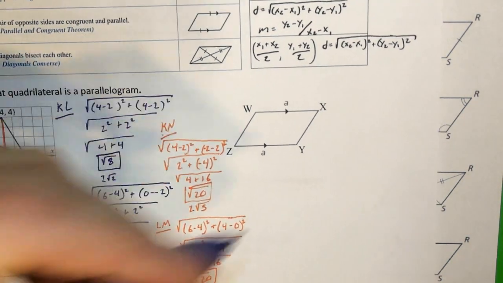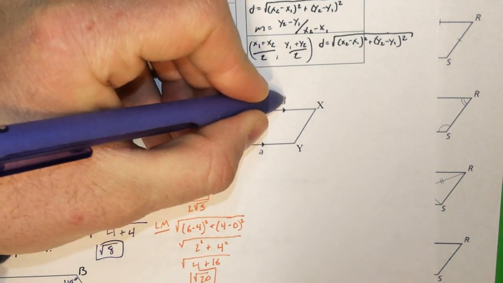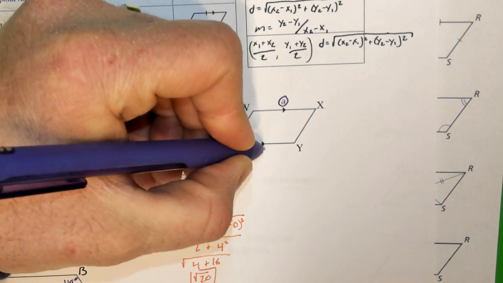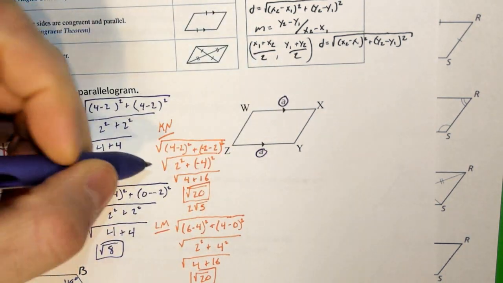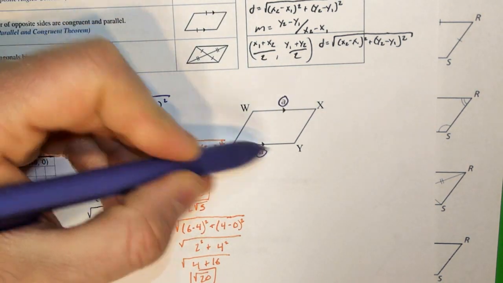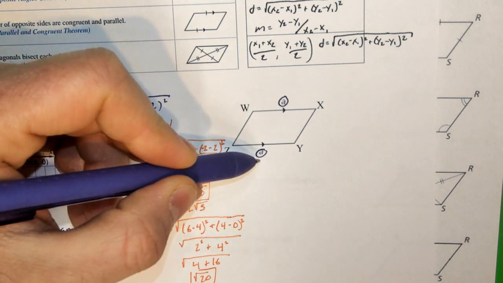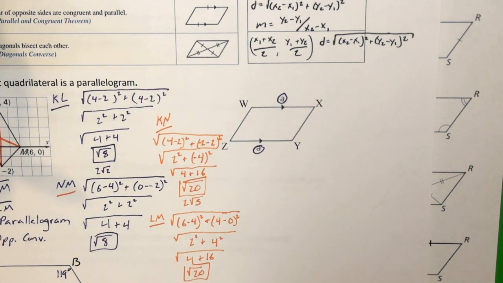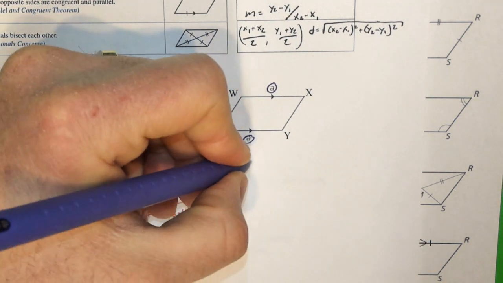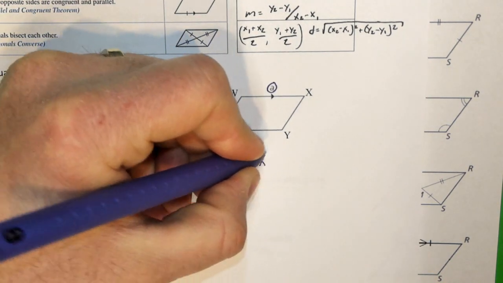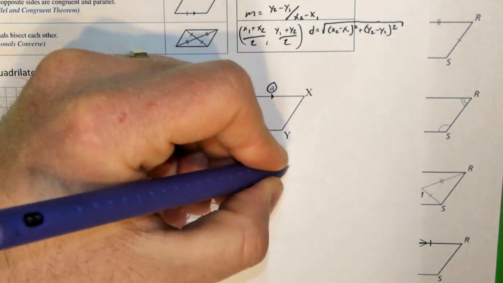So let's do it. One of the things I want you to notice about these is that they're actually labeled with a length. The length of WX across the top is a length of A, and the length of YZ across the bottom also has a length of A. So even though it's not a number, it does match, which means we can state that WX is congruent to YZ.